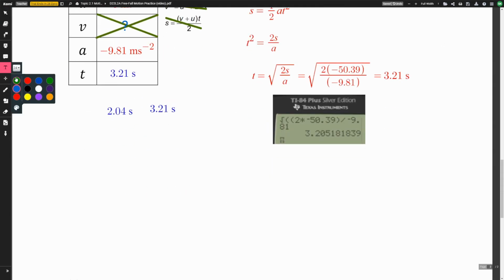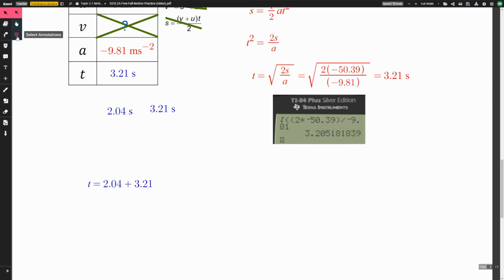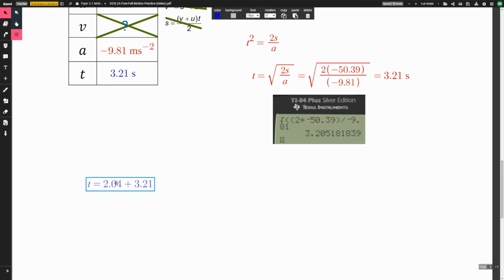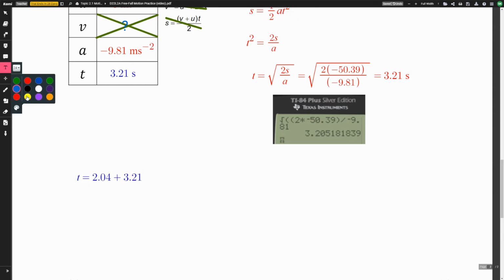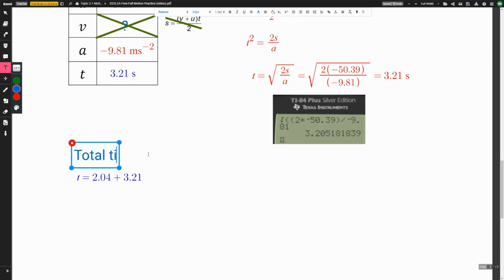And so I'll do that here in blue. I'll say that the total time t is going to be 2.04 plus 3.21. And this is why we wanted to carry those extra digits of precision, because now we'll avoid rounding errors by carrying those extra digits of precision. Let's make a little note to ourselves here that we're finding the total time.